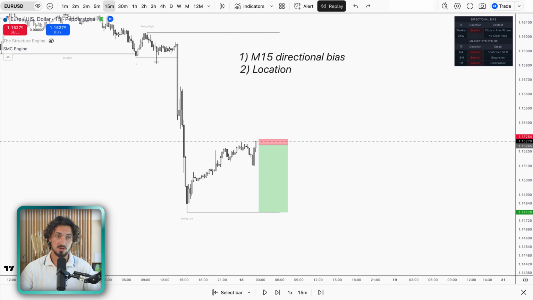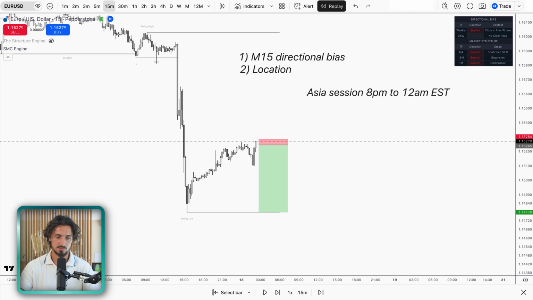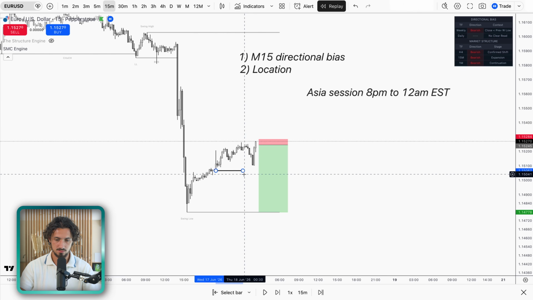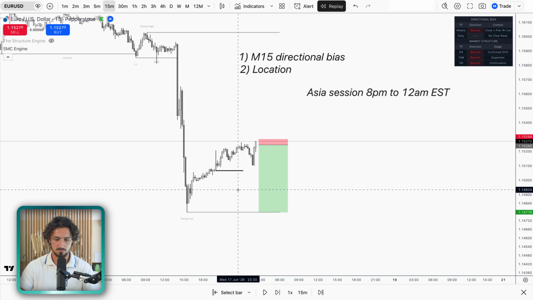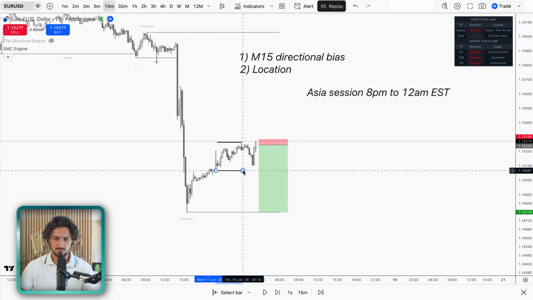So how do you do that? Well, one way you can do it is just understand the times. We have Asia session, which is from 8 p.m. to 12 a.m. Eastern Standard Time. So what you can do is, here we can see where's 8 p.m. So Asia opens here, and we don't trade below it. And then where's 12 a.m.? So it closes here. So it opens here, closes here. So that's my Asia session low. That's my Asia session high.